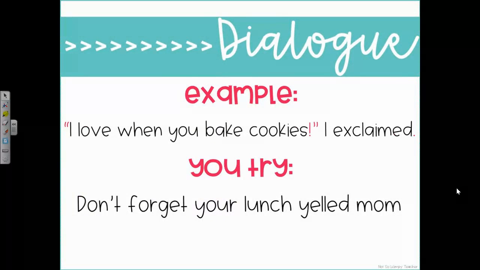Okay. Let's look at this example with an exclamation mark. "I love when you bake cookies!" I exclaimed. Notice the quotation marks, the exclamation mark, the closed quotes, and the period.